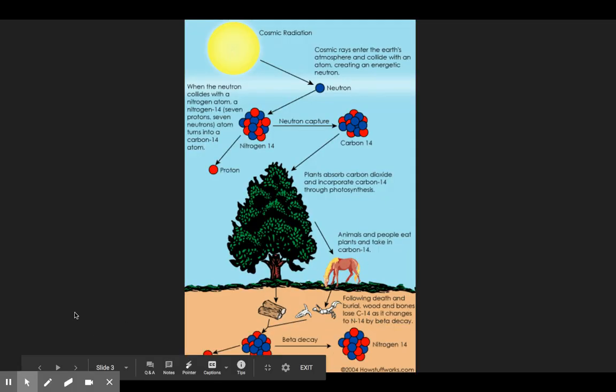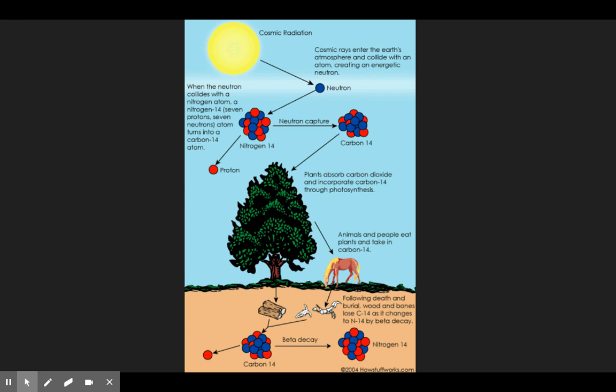In addition to the first part of the presentation, I wanted to finish off this presentation by talking about the science behind the formation of carbon-14 and also present the creative project portion.